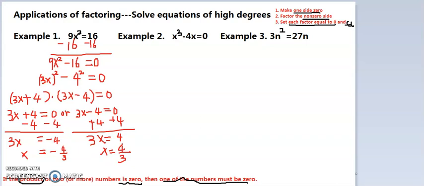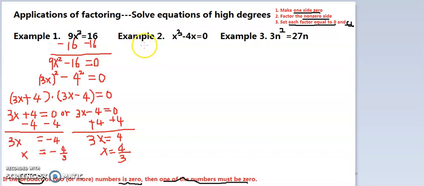So we have two solutions, negative 4/3 and positive 4/3. In the second example, we've still followed these 3 steps here. Make one side 0. In this case, the right hand side is already 0, so we can skip the first step. Now we're going to factor the non-zero side.